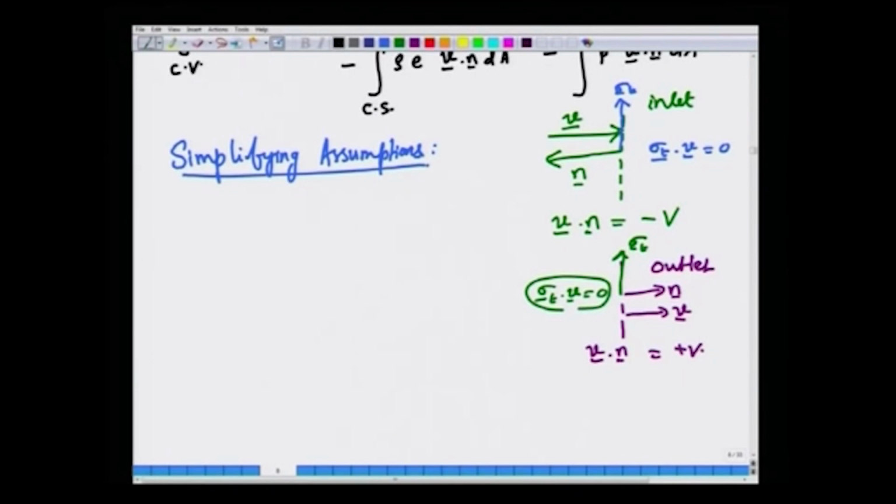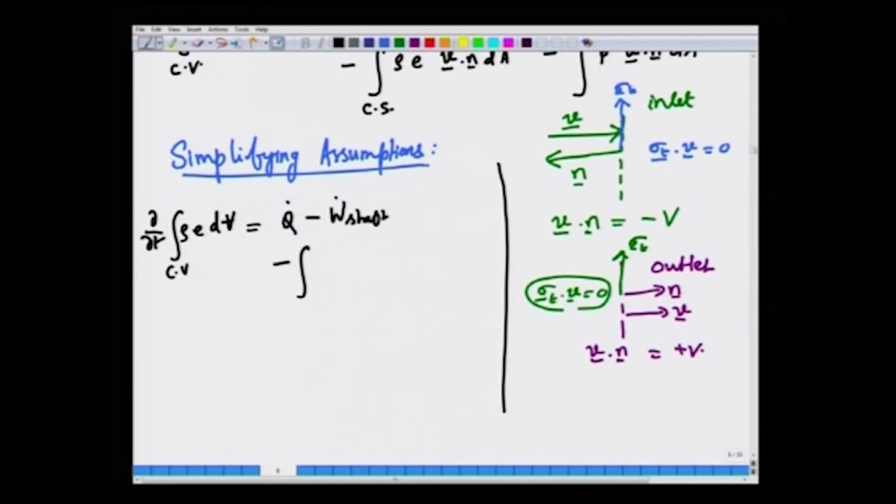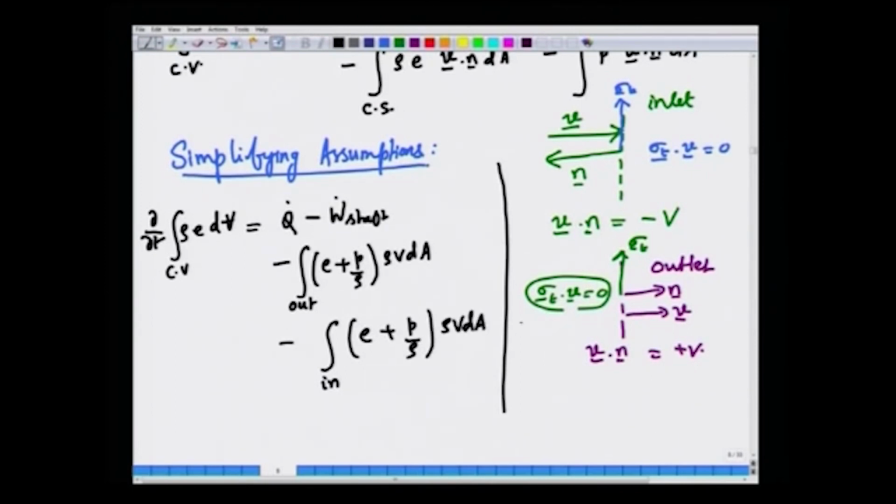Okay. So, let me now write this: the integral of the total energy present in the CV is equal to Q dot minus W shaft minus the integral of (E plus P by rho) times rho V dA at outlets minus (E plus P by rho) times rho V dA at inlets.